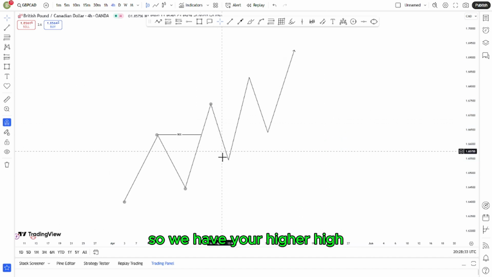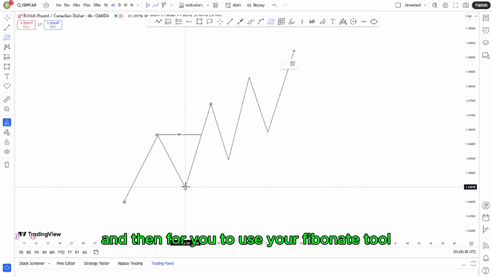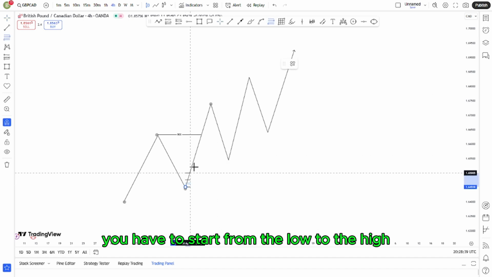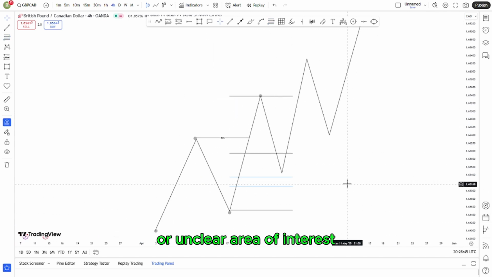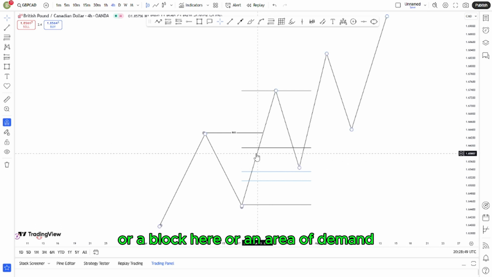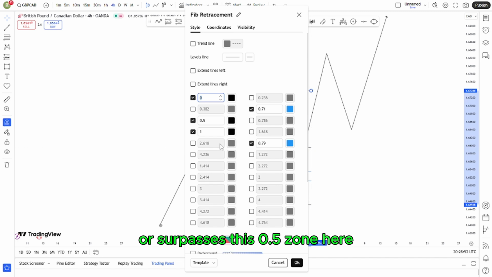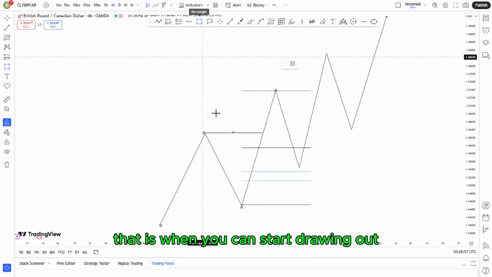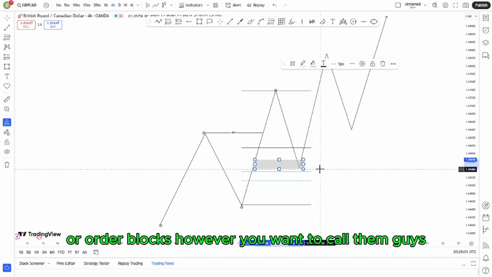Let me just remove this here so that we can continue with our lesson. So we have your higher high, then the market tapped into an area of interest, and for you to use your Fibonacci tool, you have to start from the low to the high. Then that is when you're going to get a clear entry or a clear area of interest. So let's say maybe we have an area of order block here or an area of demand. Whenever the market taps into or surpasses this 0.5 zone here, that is when you can start drawing out your supply or demand or order blocks, however you want to call them, guys.